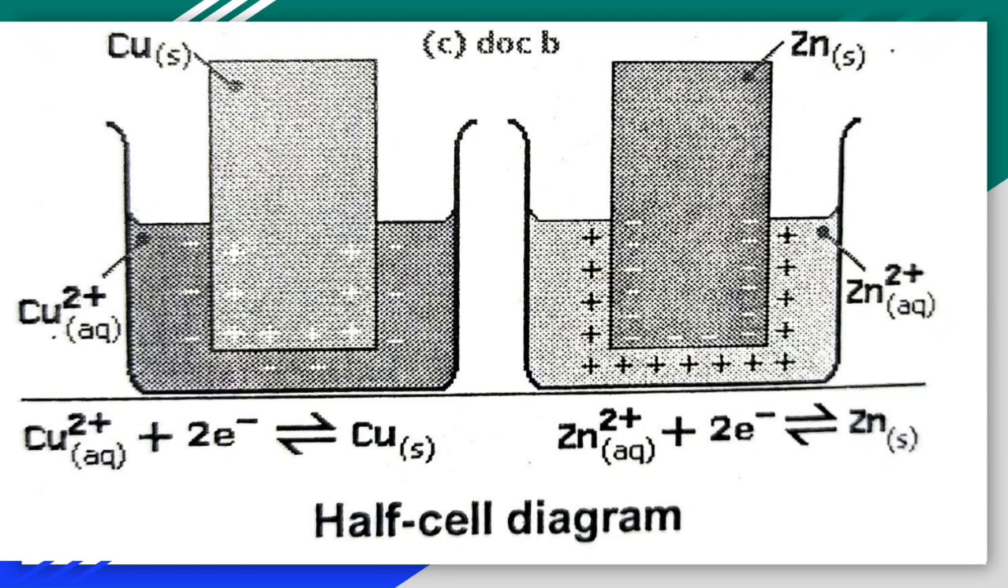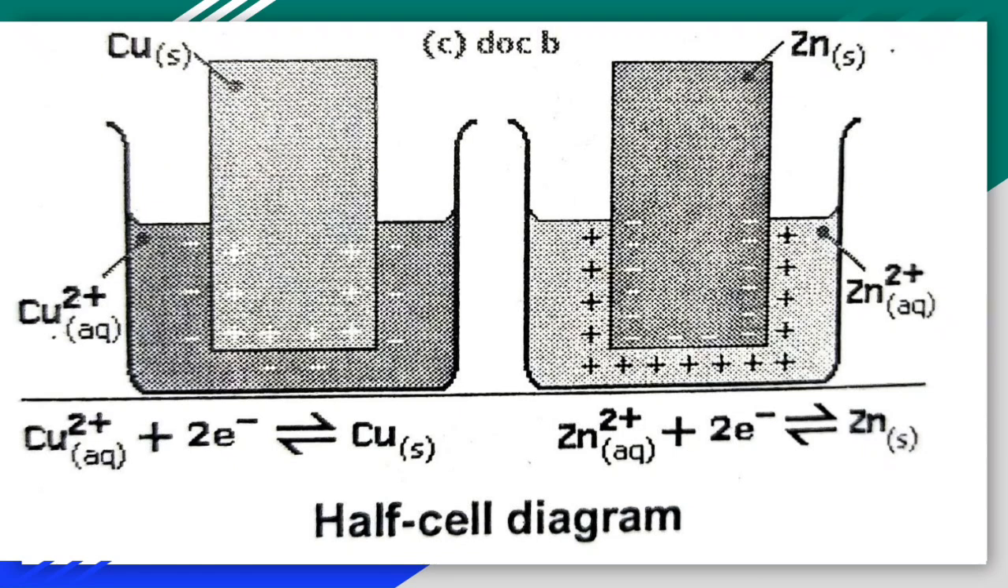For example, you can see also when a zinc rod is dipped into a solution containing zinc ions, the same thing happens. Atoms of zinc go into solution. At the same time, ions from the solution combine with the electrons on the surface of the metal to form atoms. So an electrode potential is created again between the solution and the metal rod.